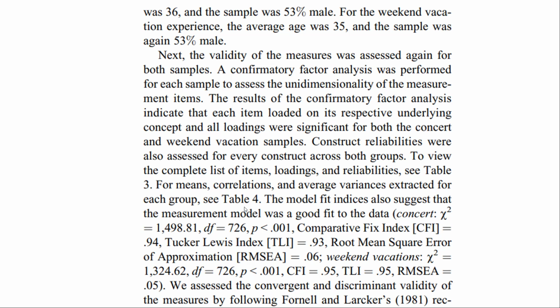And then lastly, the model fit indices also suggest that the measurement model was a good fit to the data. And so in here, what I usually do is I report chi-square, degrees of freedom, and then I'll usually put 3 fit indices in there too. 2 goodness of fit indices, which are comparative fit index, and then Tucker-Lewis index. Those are considered goodness of fit indices, like how good did it fit. And then I'll also report root mean square error of approximation, which is typically what we call kind of a badness of fit index.